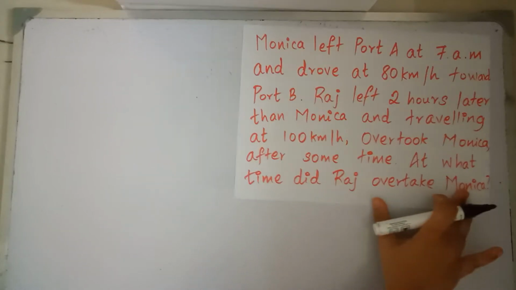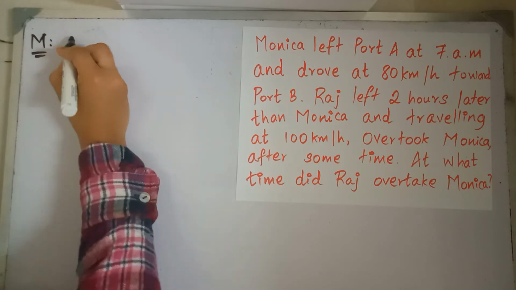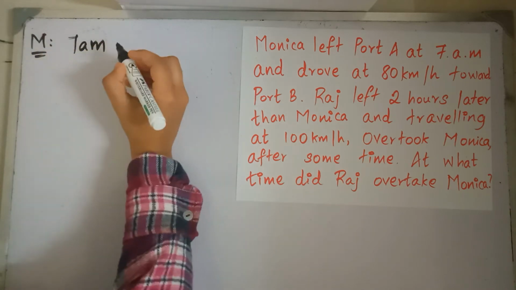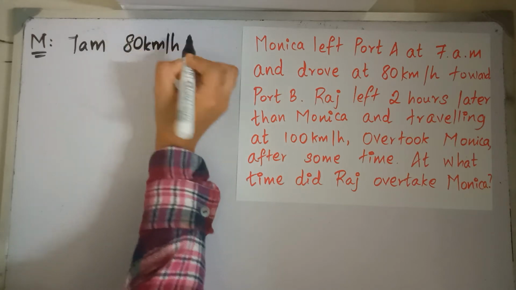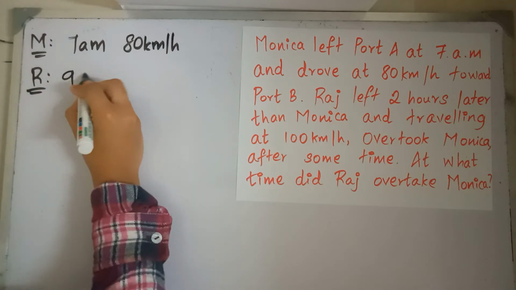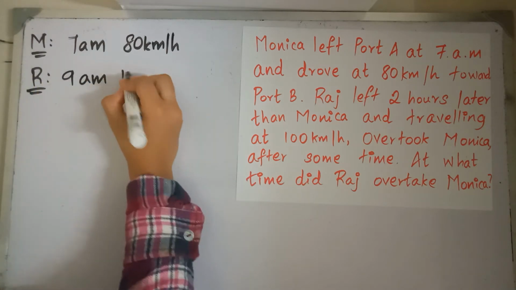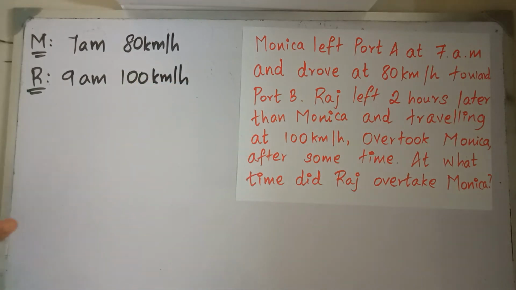Let's look at the data which they have given in the question. It states that Monica left port A at 7 a.m. and she drove at a speed of 80 km per hour. Raj left the port 2 hours later, so it's 9 a.m., and he drove at a speed of 100 km per hour. Now this is all the data which the question has given, and using this data they want us to find out at what time Raj overtook Monica. So how do we solve the problem?